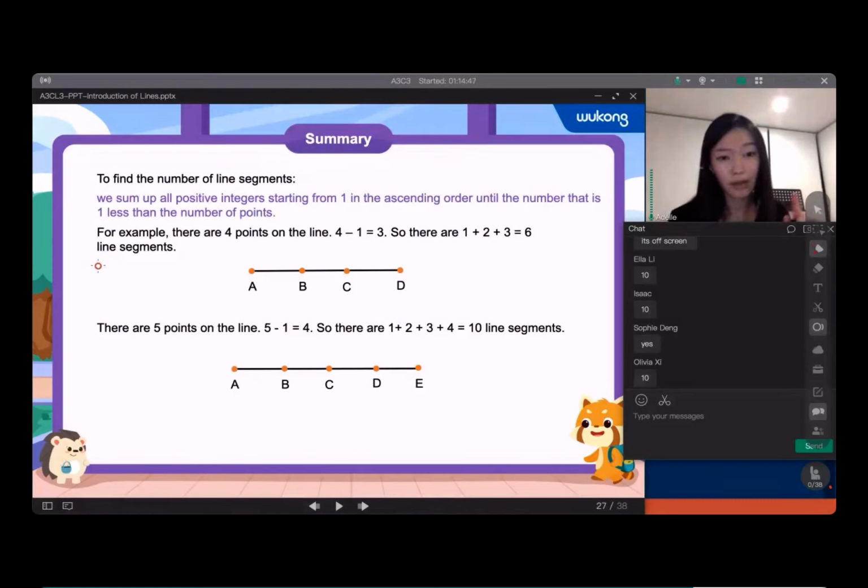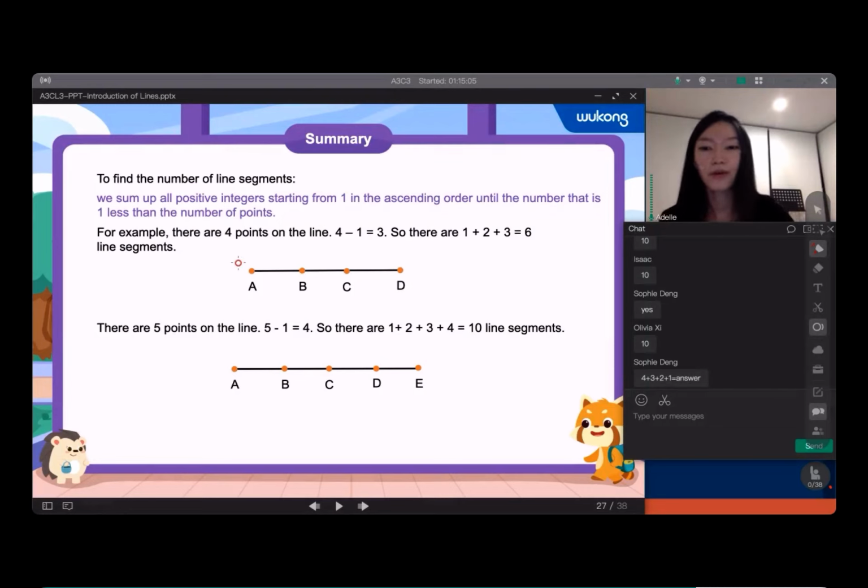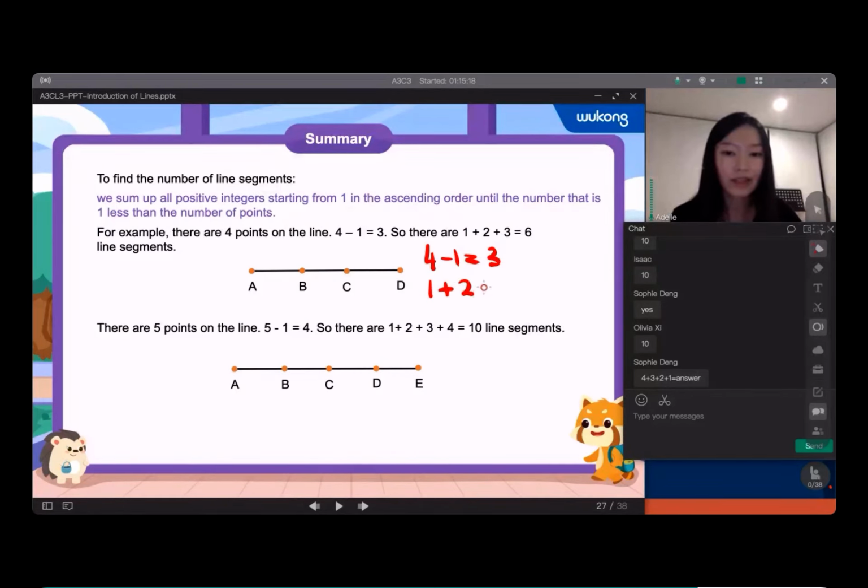So remember what I said about the little pattern that we found? We're gonna summarize it, okay? So we sum up all positive integers starting from 1 in ascending order, up to the number that is 1 less than the number of points. So this is very similar to how we do the parallel line questions. For example, if there are 4 points here, A, B, C, D in the question, we use 4 minus 1, which will give us 3, okay? And then this is the number that we're going to go up to when we start from 1 and add everything until that number. So 1 plus 2 plus 3, which will give us 6.